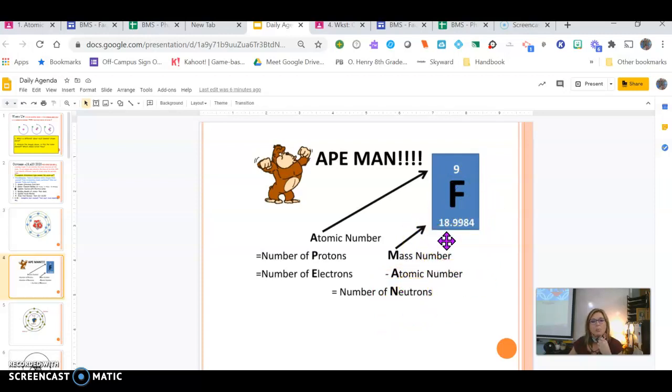In any of your problems, I'm going to be giving the mass number that's a whole number because this is an average. Just like when you take your average in school, in your classes, sometimes you have a 96.2 or a 97.3. This is an average because some elements of fluorine have 9 neutrons and some have 10. So this helps us figure out what those are.